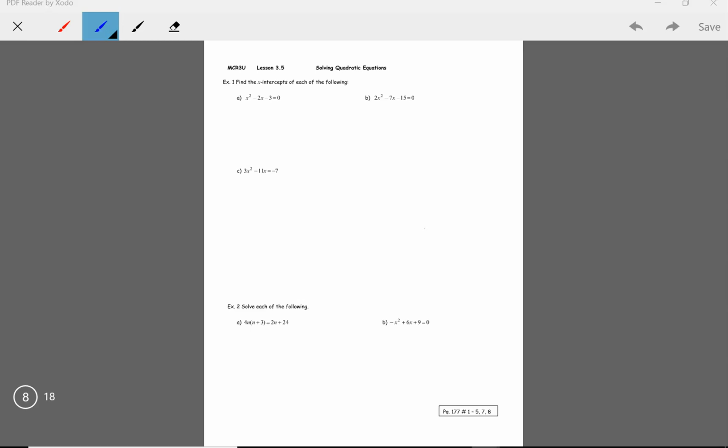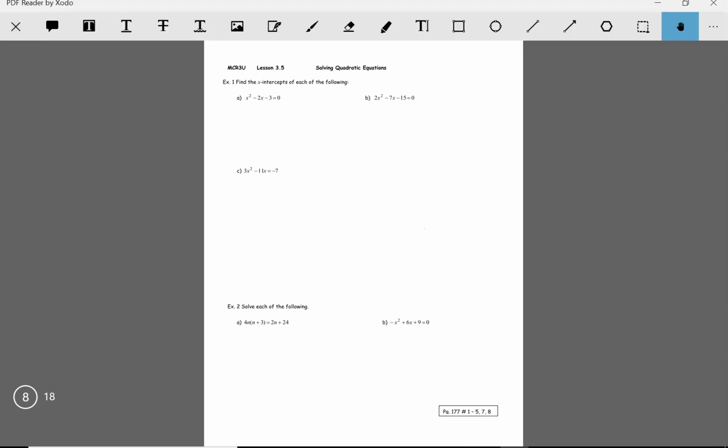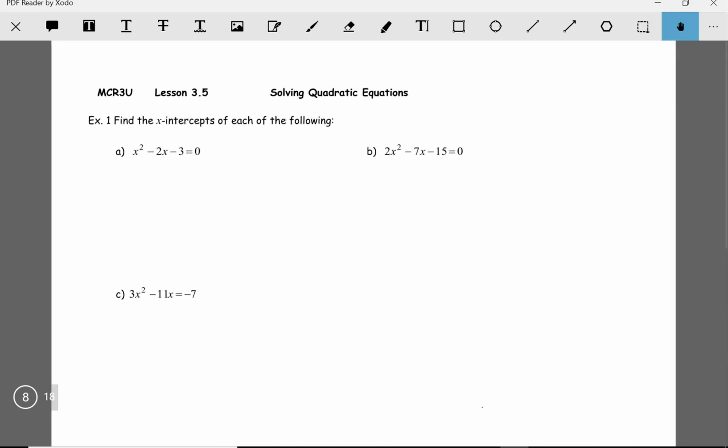Hello, welcome back to lesson 3.5, solving quadratic equations. So again, take a look at what we're doing here: finding the x-intercepts of each of the following. Here's where we learn how to solve for the roots. Basically, you're trying to get the factored form.